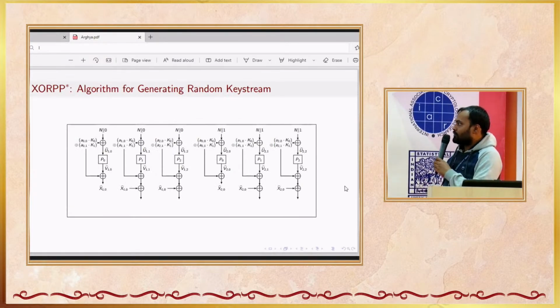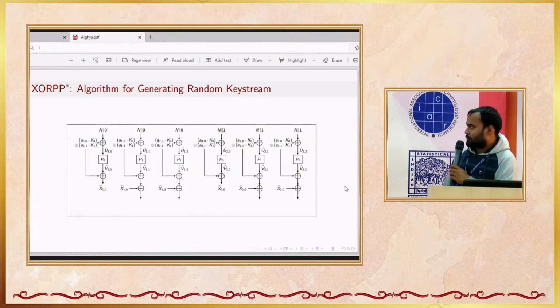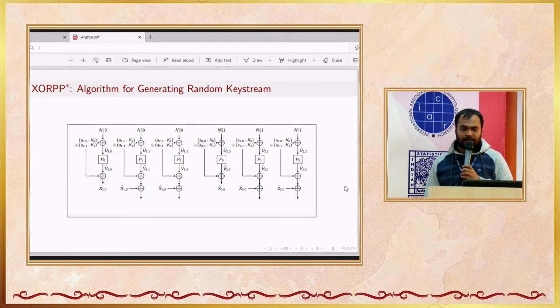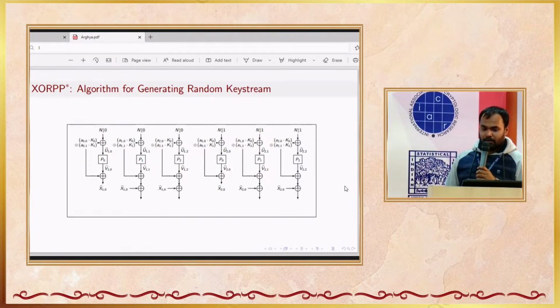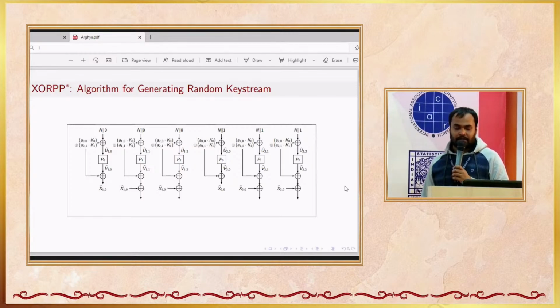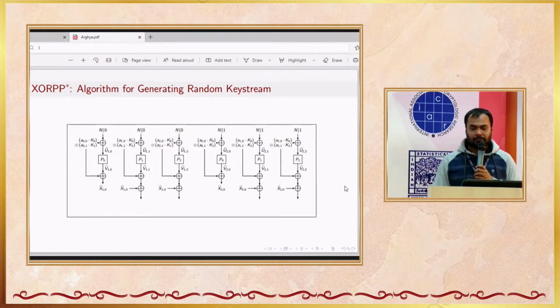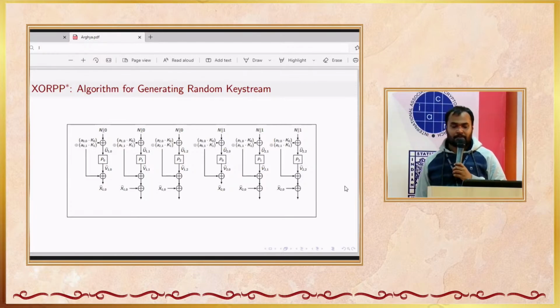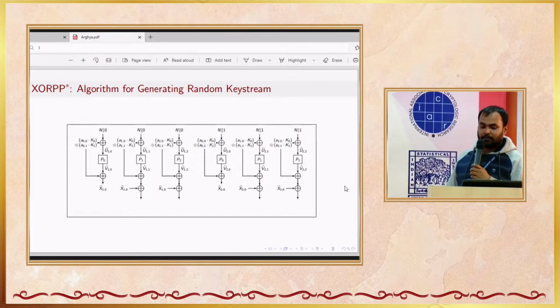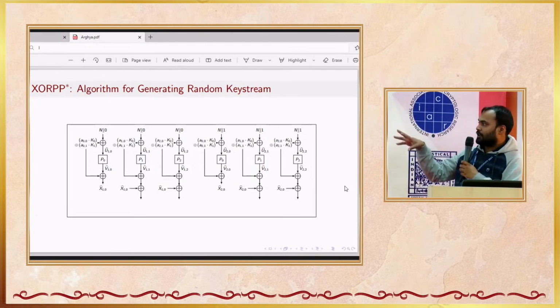So this was not the exact construction. This was the building block of our construction. It's the algorithm for generating a random key stream. We named it ZOR PP star. The idea was like this: the messages were coming in terms of blocks. We divided the message blocks into chunks. For example, in this particular case, the length of the chunk was two message blocks. As you can see, in the left half there is a processing, and in the right half there is another processing.